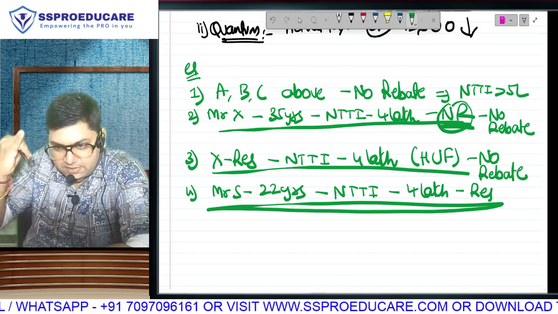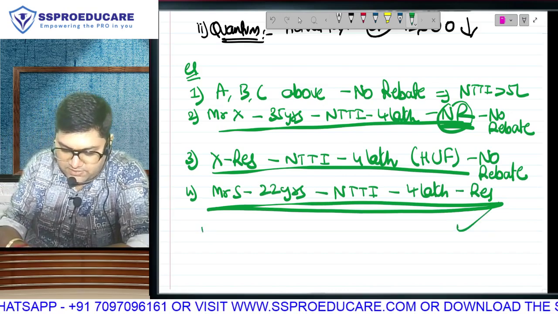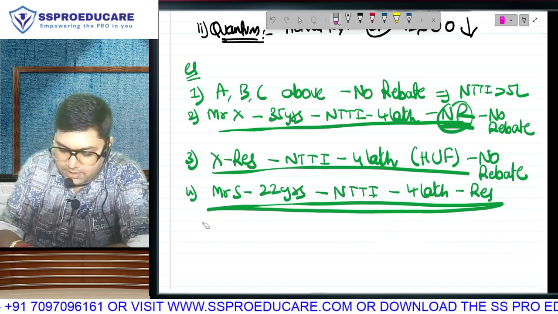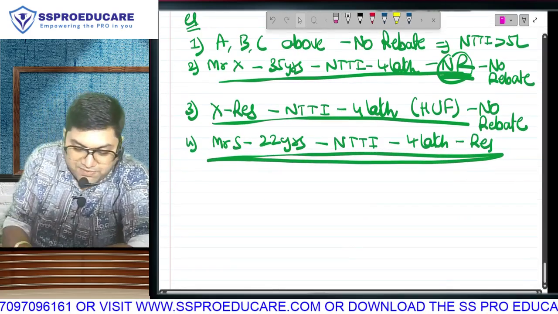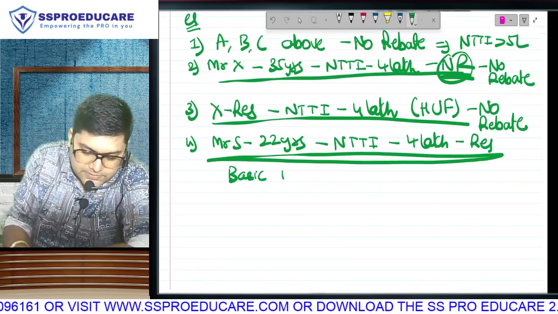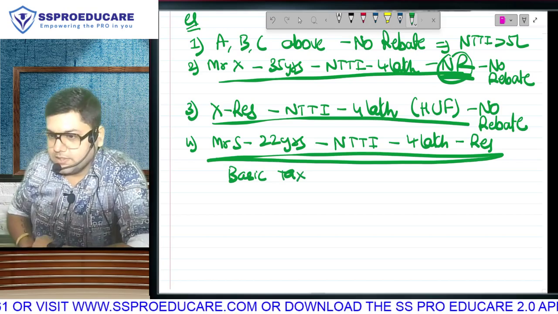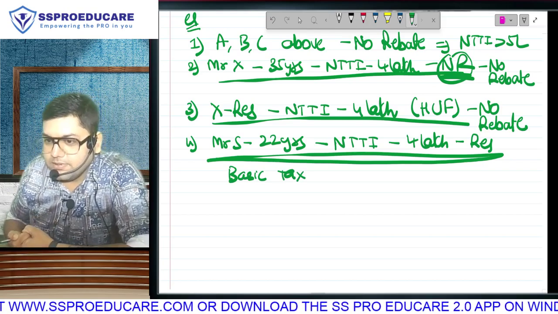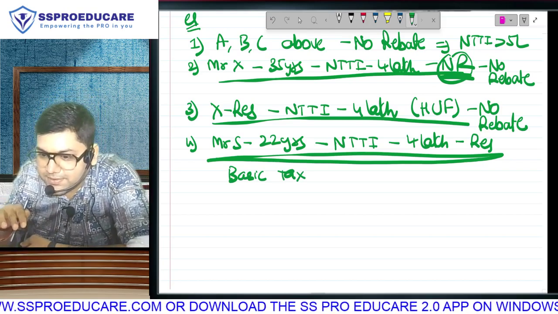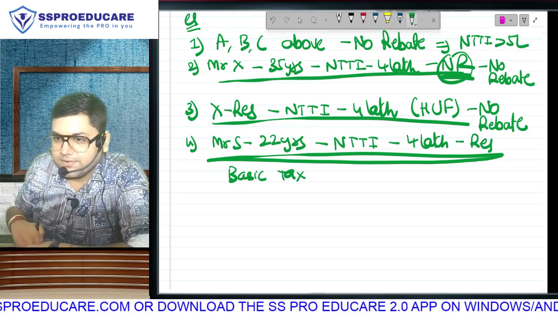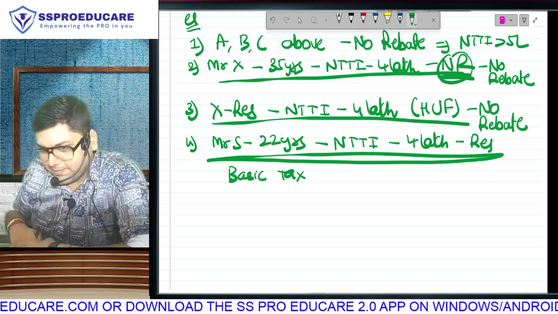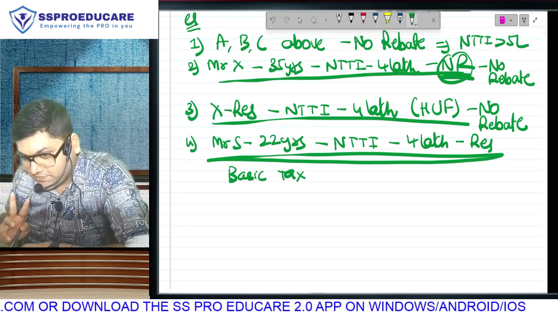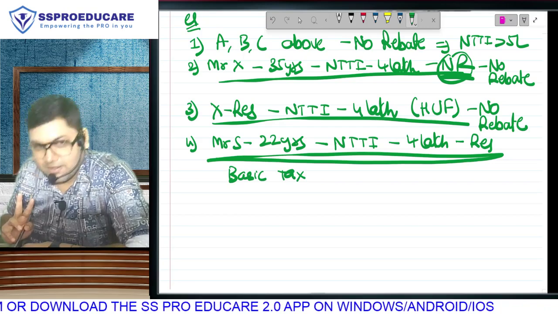Check. Condition 1, resident. Condition 2, individual. Condition 3, income. Correct? But then we don't calculate rebate first. First we will calculate basic tax. Age is given, so let us calculate. Let's calculate. Mental maths. Look, in the exam, 5 plus 2 is 7 or 8, you are going to confirm on your calculator, no? Yes, so you better do it.